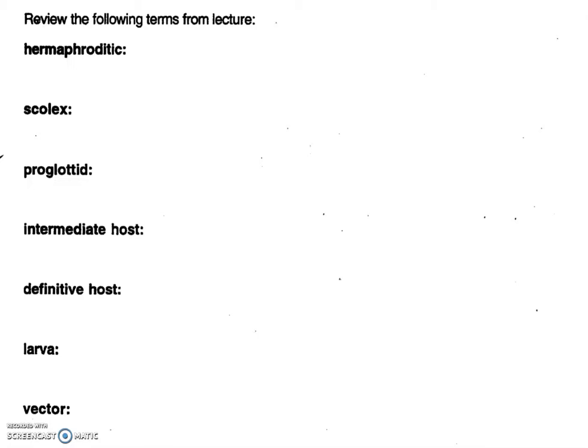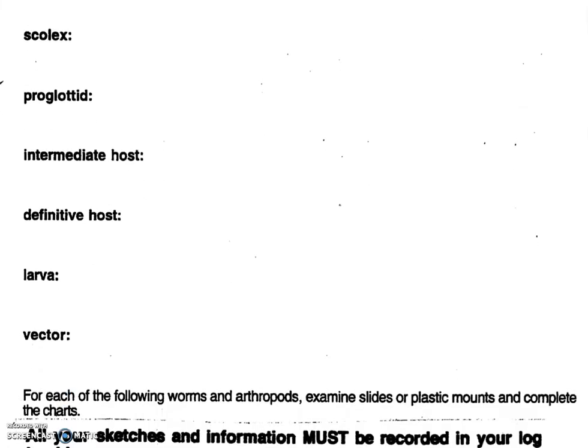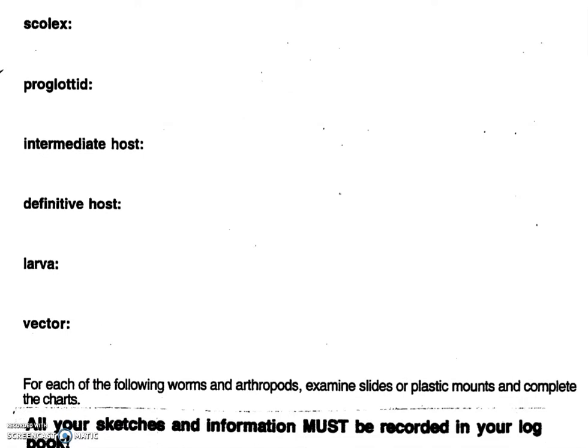Hermaphroditic means that there's an individual, an animal in this case, that has both female and male gonads. So it's very common in worms that a worm would have both ovaries and testes, and of course that ensures high reproductive success. The term scolex means the head of a tapeworm. And the proglottids, those are the segments of a tapeworm.